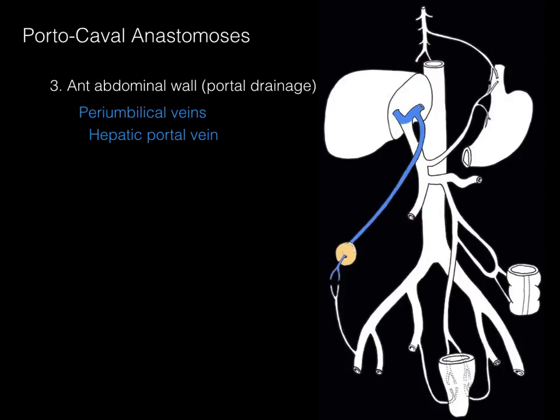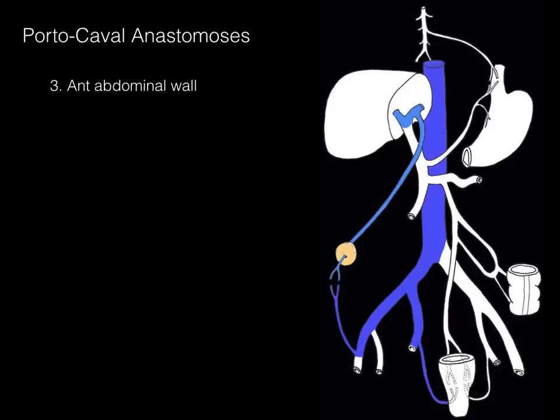The anterior abdominal wall, Camper's fascia, also has portal drainage, where we have periumbilical veins that follow the round ligament in through the umbilicus and up the falciform ligament to the liver, and then into the portal vein. So here we have the two anastomoses.